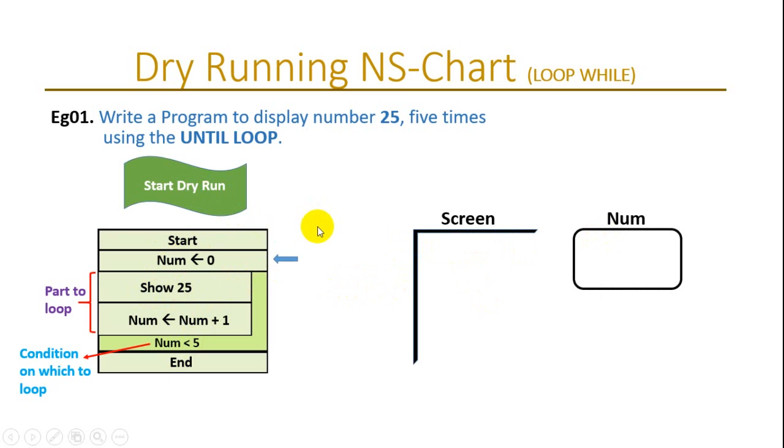Start, nothing happens, just beginning. Assign 0 to num, so num will become 0. Then go to the next line. See, it directly enters into the loop. This is the loop part now. It enters into the loop part without checking any condition. Just goes in. So show 25, 25 appears on the screen.